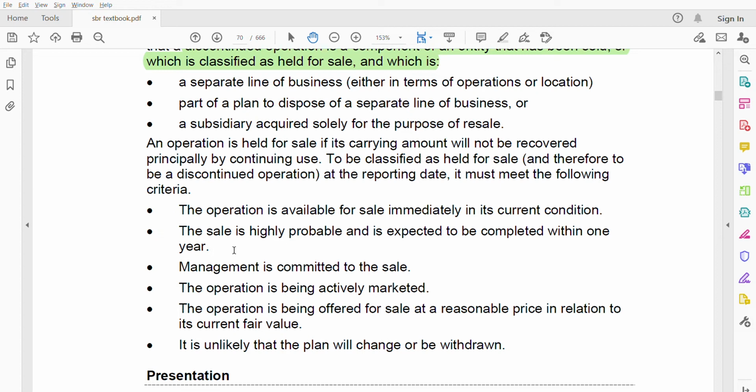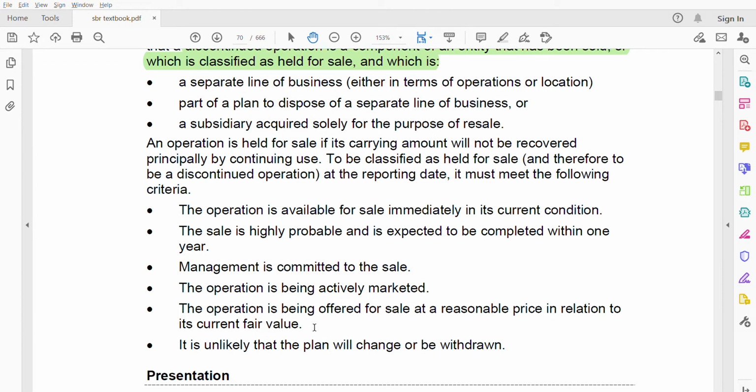They will tell you in the case study whether the sale is highly probable or not, likely or unlikely. Third, management is committed to the sale. You can see what actions they are taking. Are they taking any actions, or did they just say they are going to sell and are sitting back doing nothing? Fourth, the operation is being actively marketed. You are actively trying to find buyers because you want to sell it.